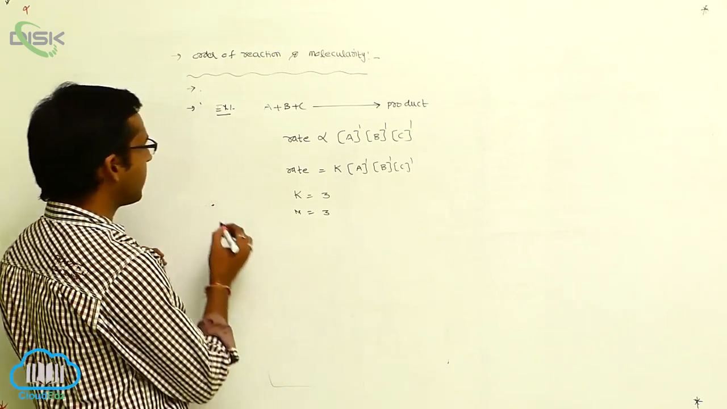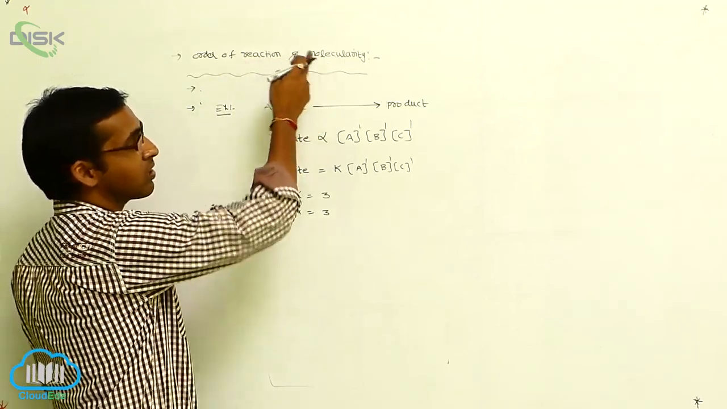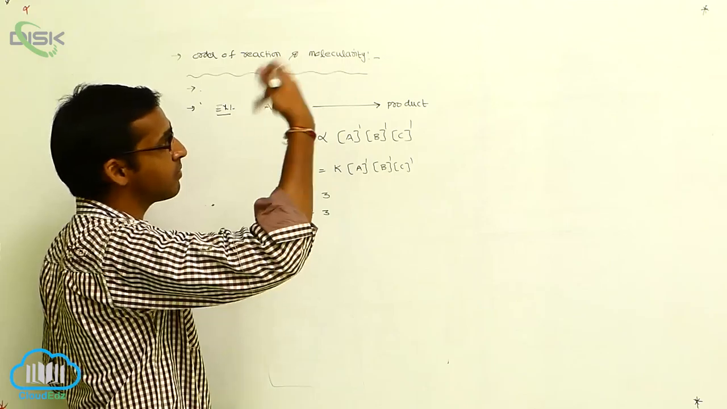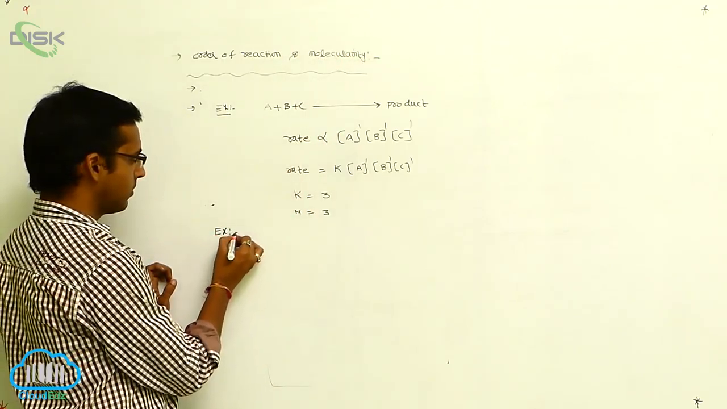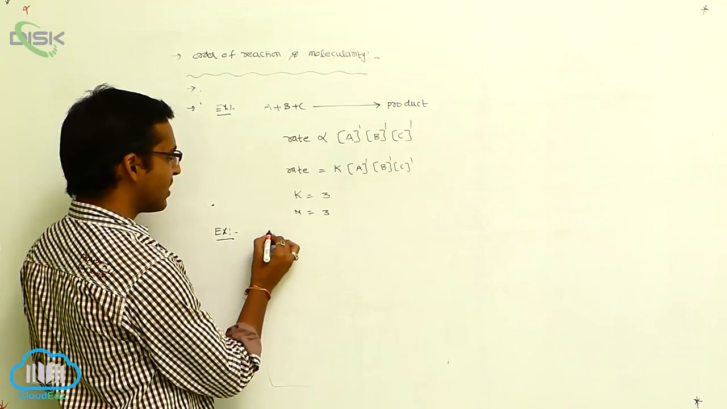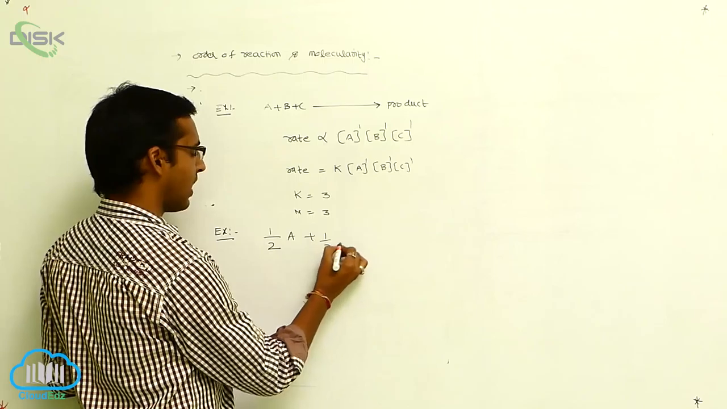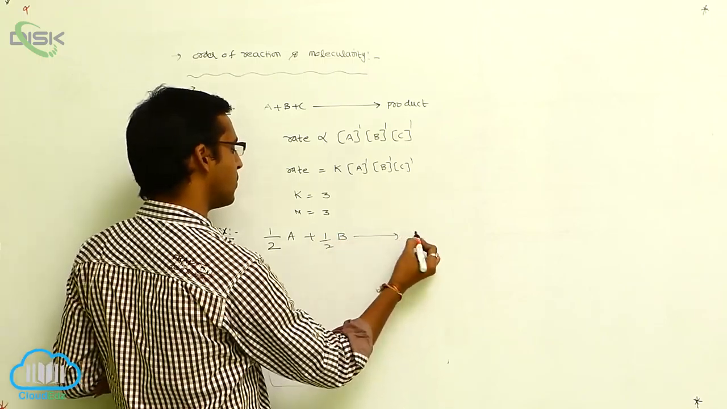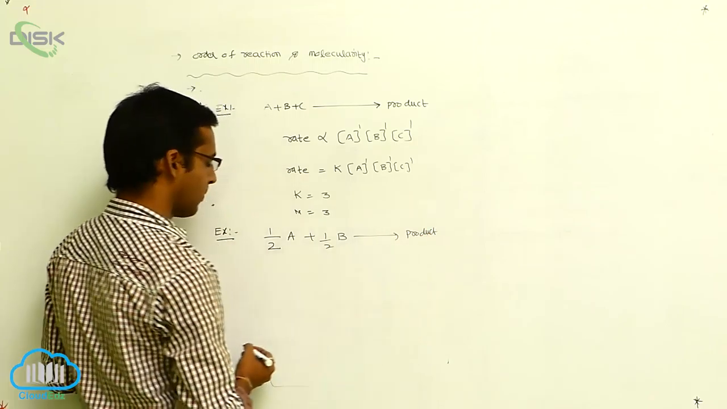Here, how many molecules are participated? 3 molecules. So its molecularity is also 3. This is your order of reaction. Now, when I explain another example, the order of reaction and molecularity values may be the same or may not be the same.